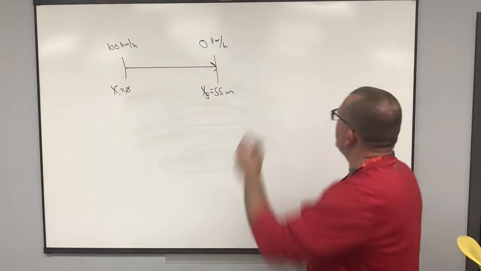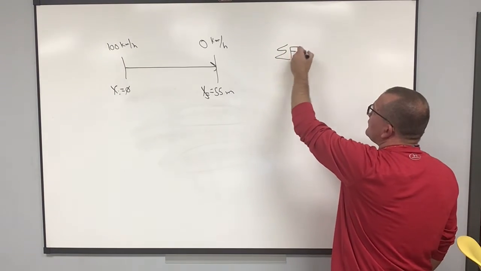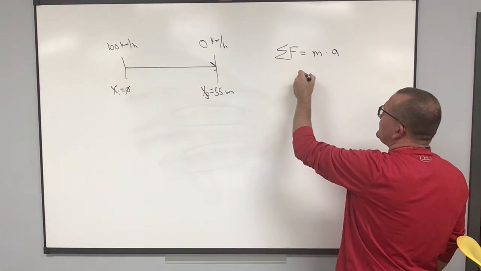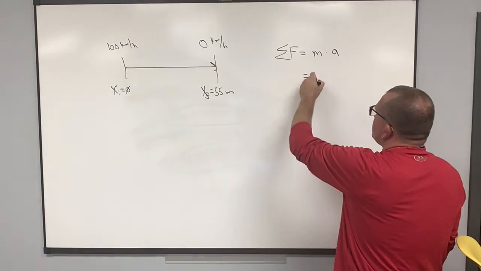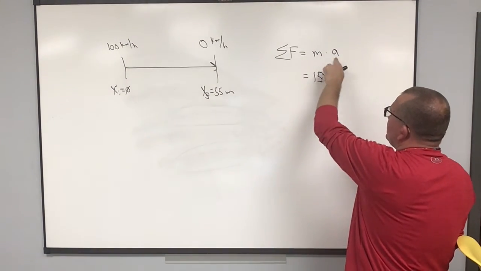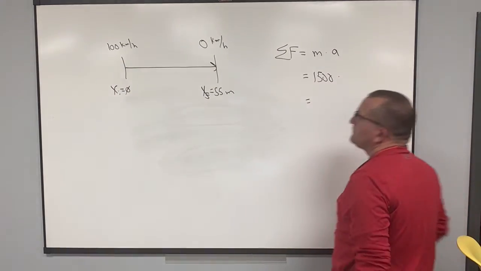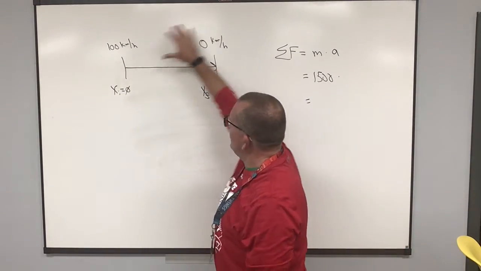And to find the force, it's mass times acceleration. Well, we know the mass of the car is 1,500 kilograms. If we find the acceleration, we can find the force. So with this information, we need to find acceleration.